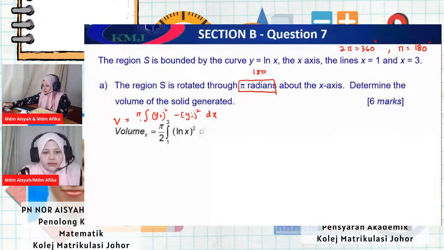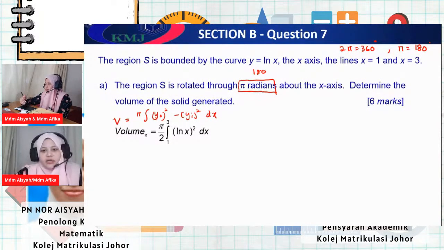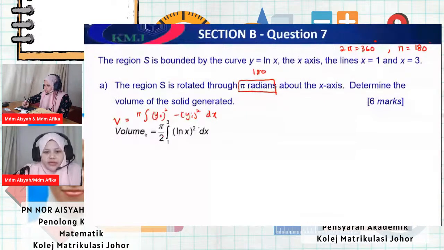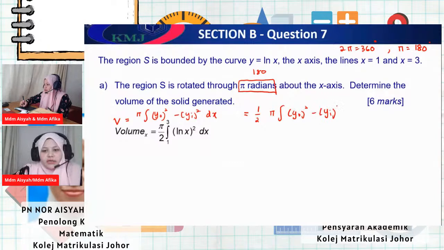But since the region is rotated pi radian, it means the solid is half rotated. So we need to divide by 2. So actually the formula is 1 over 2 pi integrate y outer squared minus y inner squared dx. The 1 over 2 comes from the fact that it is rotated pi radian about the x-axis. So we need to divide by 2.